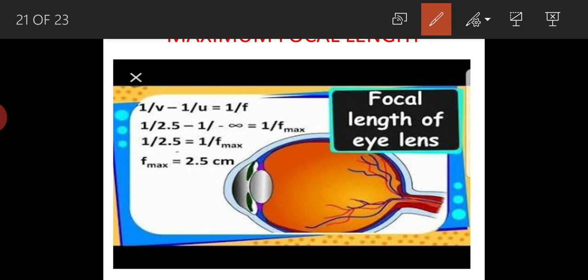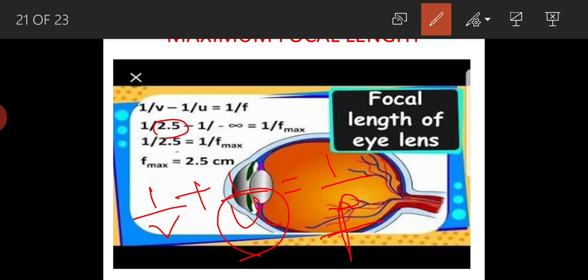In order to find this, we are going to use the convex lens equation: 1/v + 1/u = 1/f. Here the image distance is always fixed, that is 2.5 centimeters. When we are seeing a very far object, focal length will be maximum. A very far object means u is equal to infinity, so 1/infinity is 0, so 1/f = 1/2.5, and f max is equal to 2.5 centimeters.